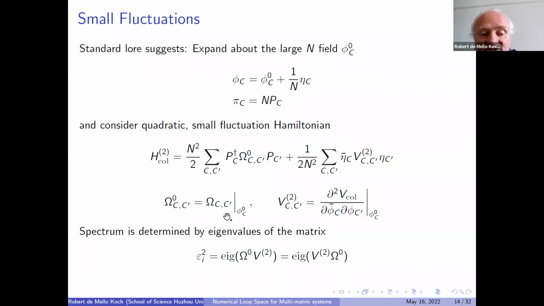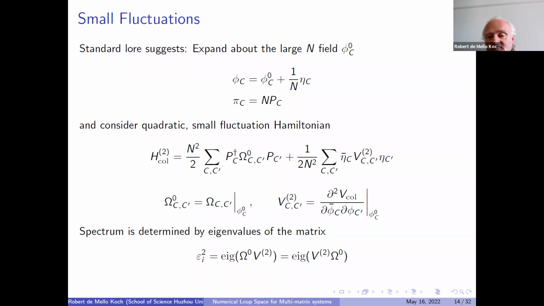Omega naught in this formula is just the loop joining evaluated at the minimum of the effective potential. And V2 is just the second derivative of the collective potential evaluated at the minimum of the effective potential. The spectrum is then the eigenvalues of the matrix omega naught, that's the loop joining evaluated at the minimum of the effective potential, times V2. So basically we've now described exactly how to calculate the observables that we want in terms of our effective Hamiltonian.